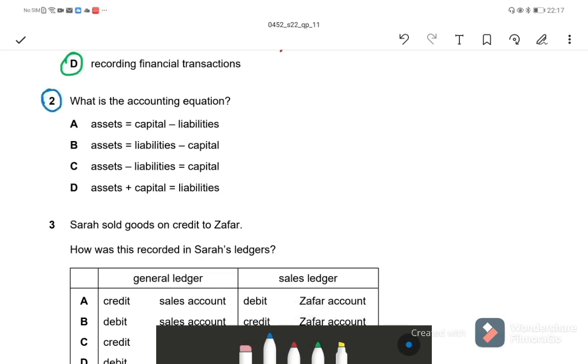Question number 2. What is the accounting equation? Accounting equation is assets equal to liabilities plus capital. So the first option, assets is equal to capital minus liabilities. No. Assets is equal to liabilities minus capital. No. Assets minus liability is equal to capital. Assets is equal to liabilities plus capital, so capital is equal to assets minus liabilities. C is the correct answer.